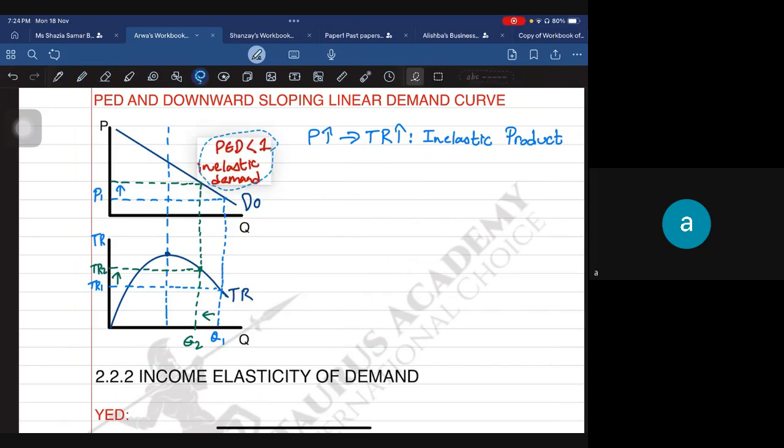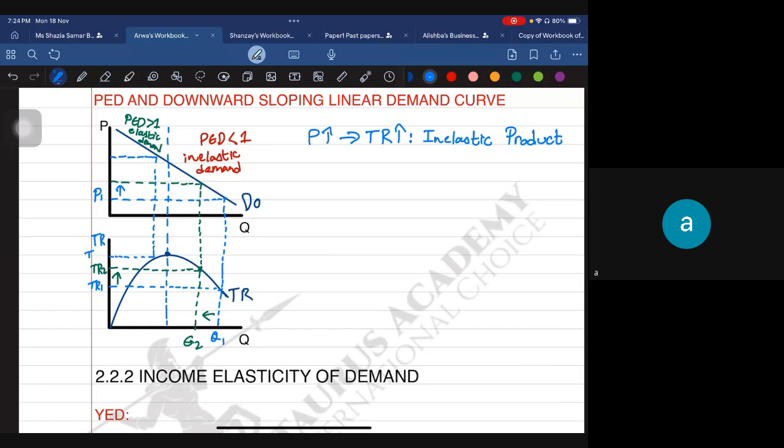Right, so this is pretty much clear. I'm just going to move it a little bit here so that it shows that this is the part that we are discussing. Now I'm going to come to a point where I am going to discuss PED greater than 1, elastic. It is elastic demand. So it must show that it is an elastic demand, right? Yes, sir.